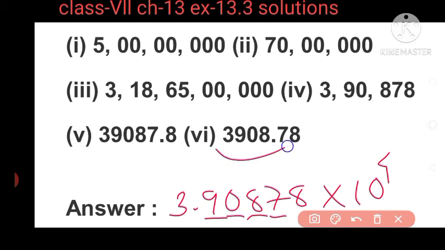So in the same way, now question number 6. Question number 6 is your homework. You can see here is the decimal. If you shift it to here, how many times are you shifting? 3 times. That means 10 to the power 3. Very simple. In this way you will write. So hope you have understood. Now come to the next question.